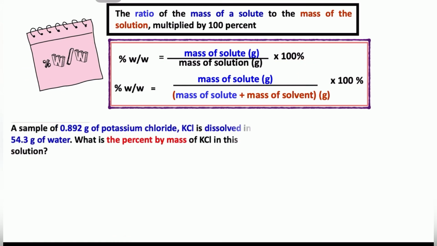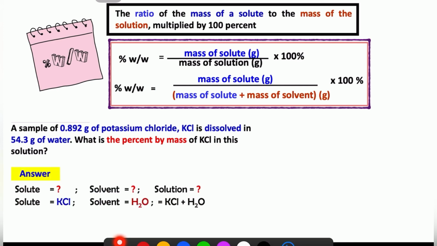For the example, we have a sample of 0.892 gram of potassium chloride dissolved in 54.3 gram of water. So the solute here is the 0.892 gram of potassium chloride. This is the solute and this is the solvent, water as the solvent. So what is the percent by mass of the potassium chloride in this solution?